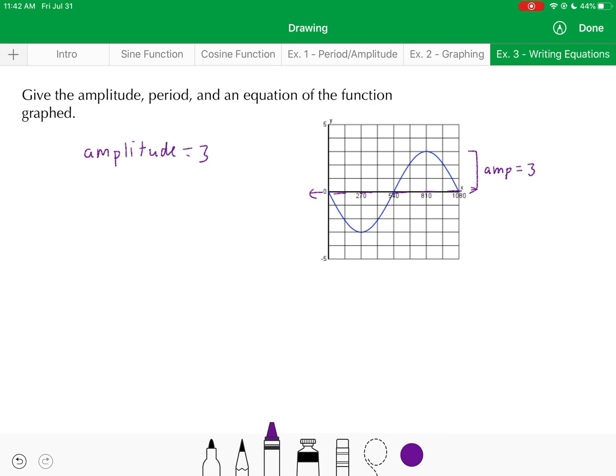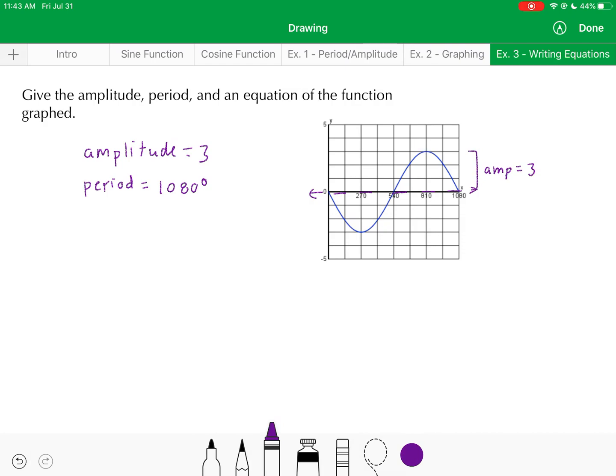And then what you're seeing pictured is 1 full cycle of the curve, right? So notice that horizontally, the curve is spanning from 0 out to 1080. And let's assume this to be degrees. So I would say my period is equal to 1080 degrees, right?